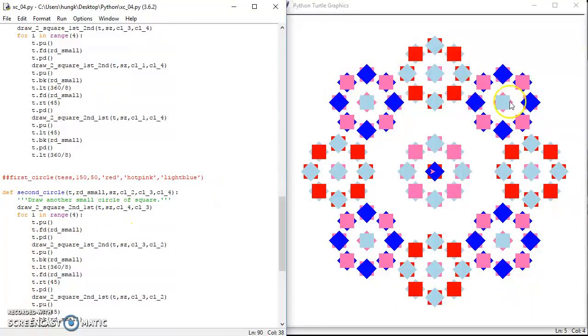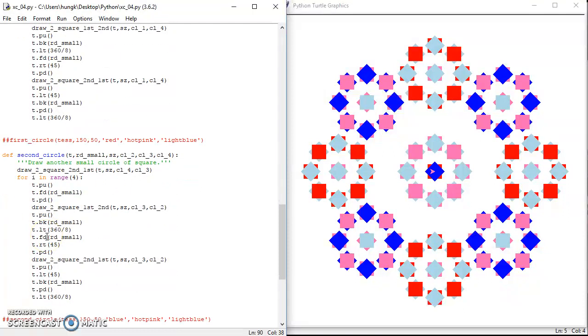And then change the color, so second to first, and the CL4 and CL3. So CL4 is the light blue, and CL3 would be the hot pink. And the other code is the same thing. We didn't change anything, only the color.